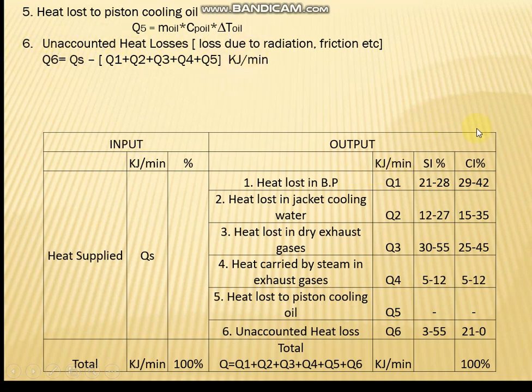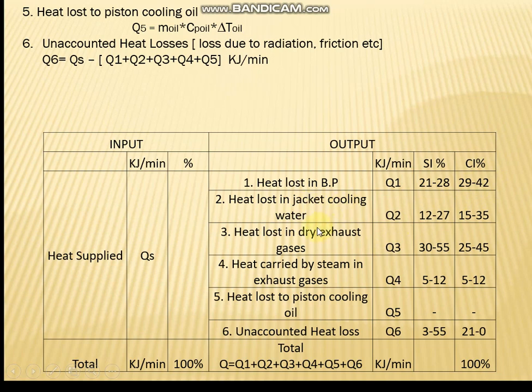So this will give Q6. Now this is important; it is for 4 marks. You can draw this input and output table. This is heat supplied in kilojoules per minute, that is Qs, which is 100%. Heat loss in brake power, that is Q1, for SI engines is about 21 to 28%, and for CI engines 29 to 42%.